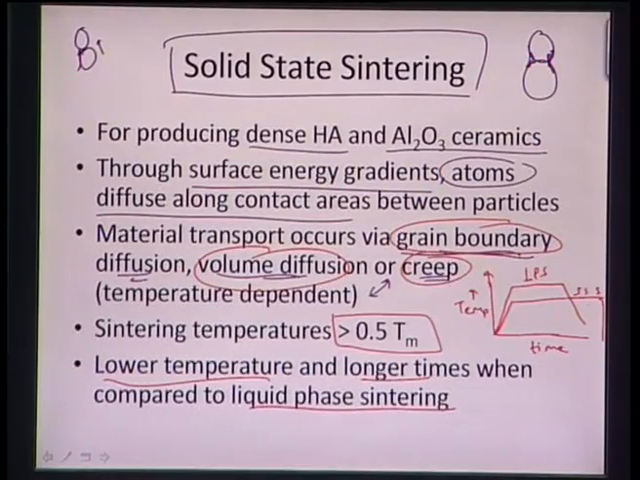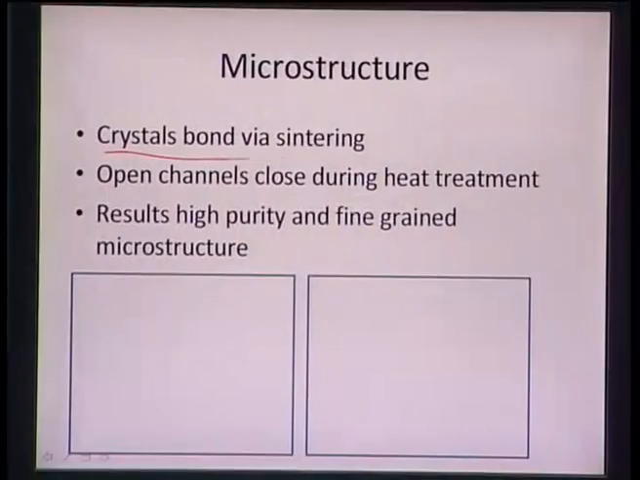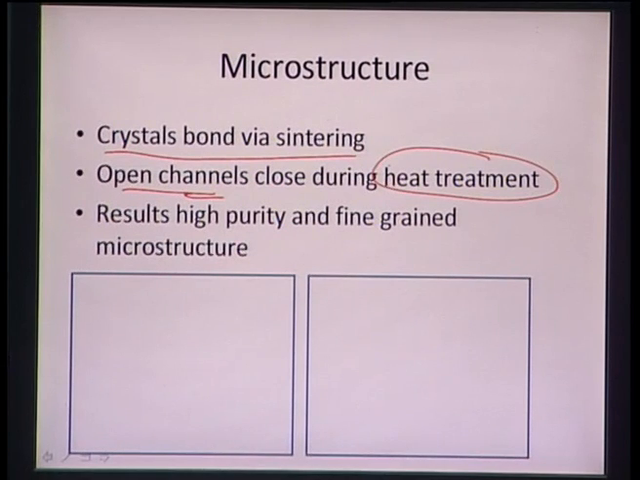In this case we see that the crystals are bonded via sintering, and it can also close the channels which were open earlier during the heat treatment. But since we are holding them at much lower temperatures, that can lead to a very fine grained microstructure. One more important thing is that it can also result in high purity, because we are not allowing a solid to become liquid, and liquids have a much higher capability to dissolve impurities, which then become entrapped in the material in liquid phase sintering. Since here we are not allowing any liquid to form, the material tends to be much purer than in liquid phase sintering.